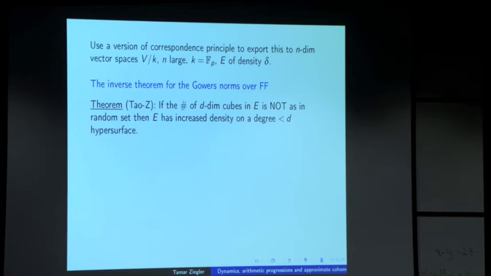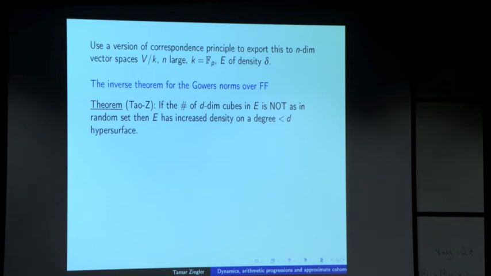So the original, no, maybe not original, like the second question. The second question I asked, which was about n-dimensional vector spaces. So I have an n-dimensional vector space. So this is now the inverse theorem for the Gowers norms over finite fields. And it states the following. So I'm reminding you what the question was.